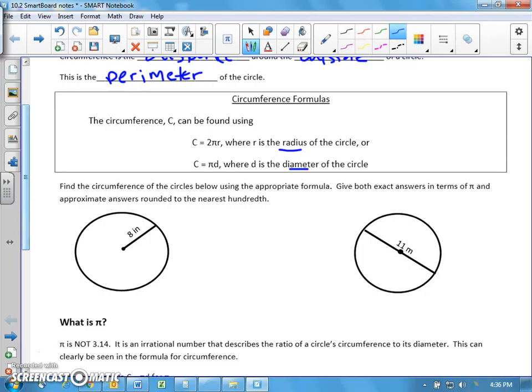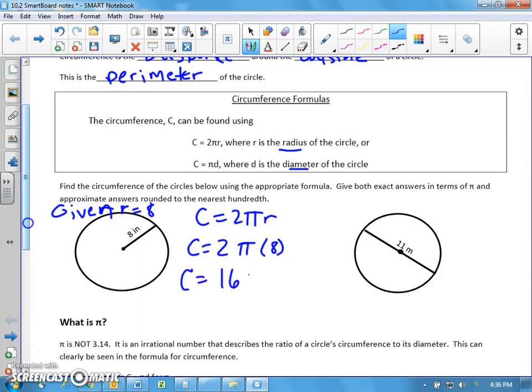So in the first one, you are given a radius of 8 inches. So what we should use is the formula that involves r. So we're going to use C equals 2 pi r. So it's going to be 2 times pi times our radius, which is 8. So for our exact answer, C is going to be 16 pi. Our unit is inches, so this will be in inches.